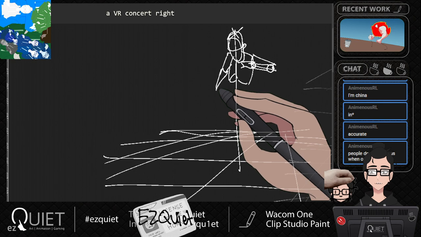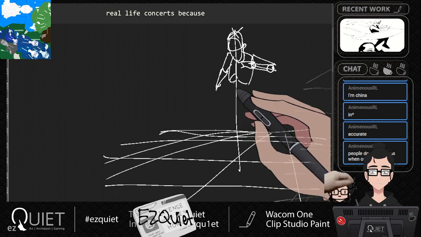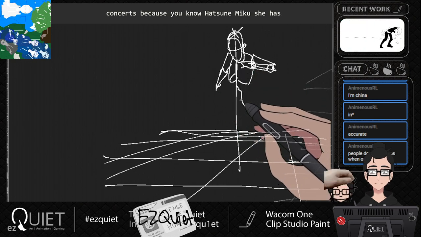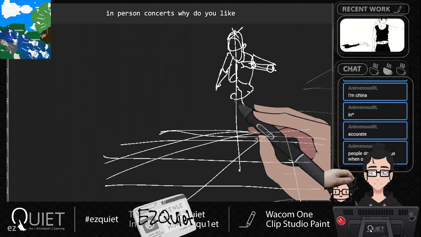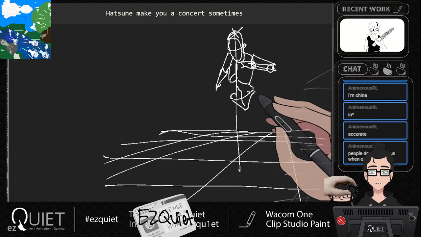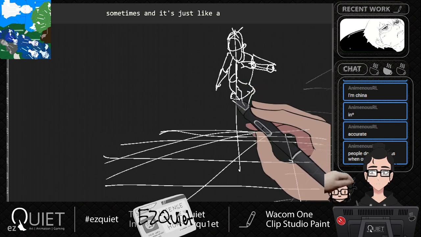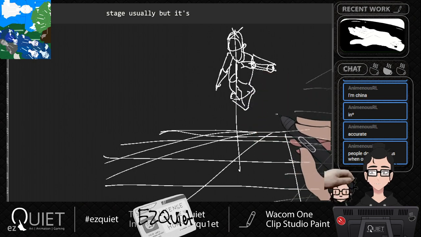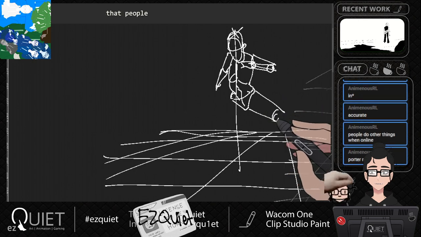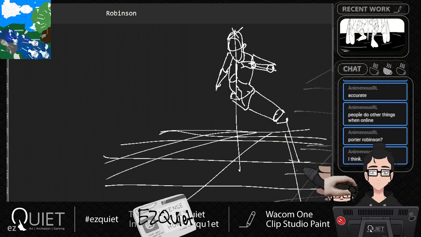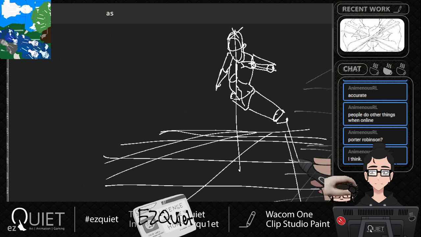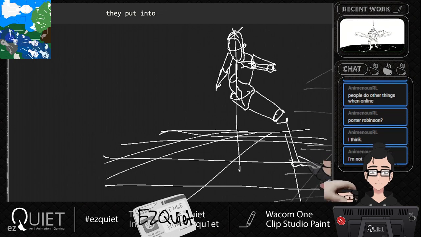Does that do better than real life concerts? Because, you know, Hatsune Miku has in-person concerts, right? They do in-person Hatsune Miku concerts sometimes, and it's usually just a hologram on a stage. But it's still a light show that people pay to go see, and it's fun. Porter Robinson. Do those do as well as the money they put into making them?